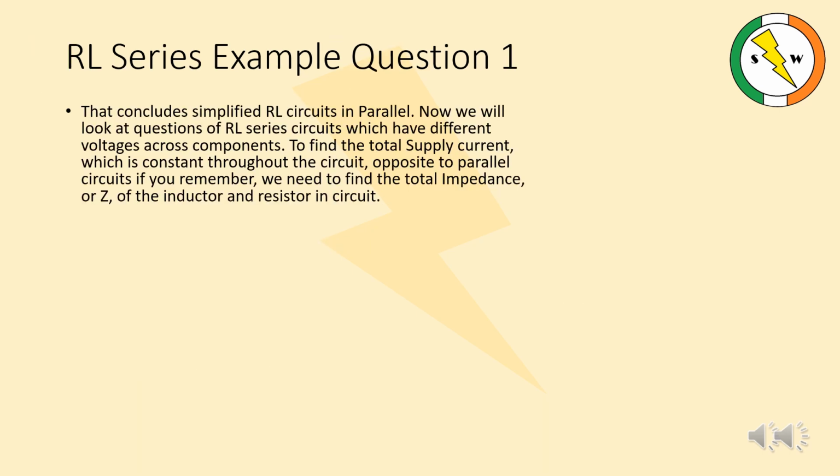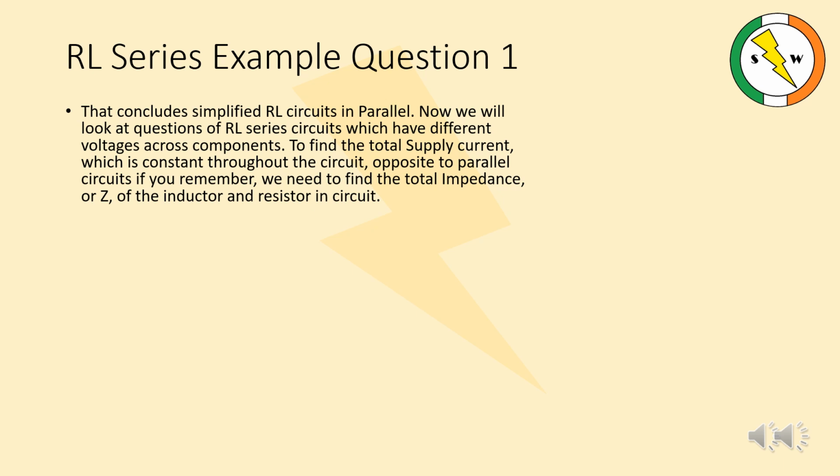That concludes simplified RL circuits in parallel. Now we will look at questions in RL series circuits which have different voltages across components. To find the total supply current, which is constant throughout the circuit, opposite to parallel circuits, if you remember from phase 2, we need to find the total impedance, or Z, of the inductor and resistor in the circuit.